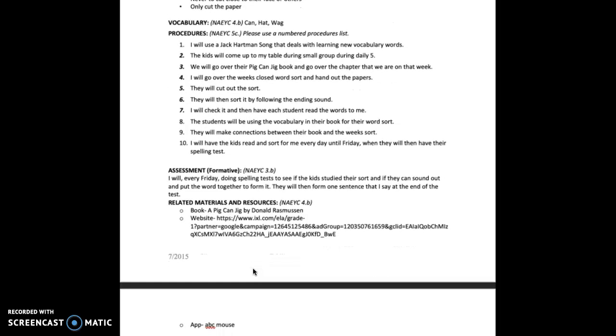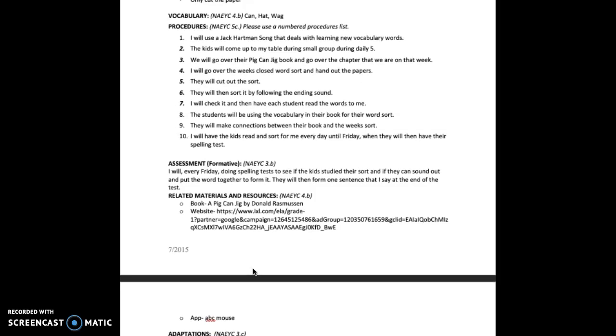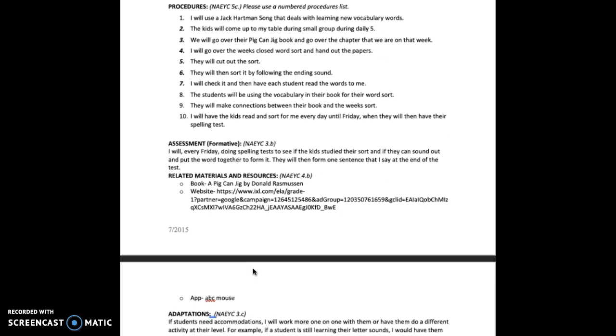So for procedures, I will use a Jack Hartman song that deals with learning new vocabulary words. The kids will come to my table during small group. We will go over the Pick and Jig book and then over the chapter we're reading that day. I will go over the week's closed word sort and hand out the papers for them. They will cut their sort. They will start sorting their sort, and then I'll check to see where they're at. And they'll make connections between the book chapter that week and their word sort of that week as well. And on Fridays, they'll do a test.